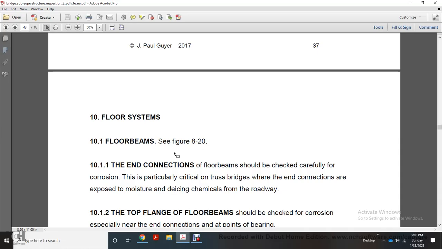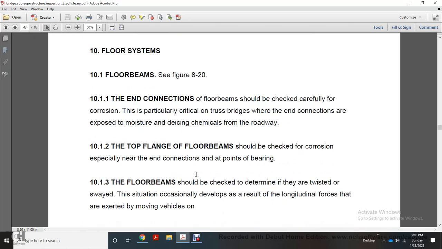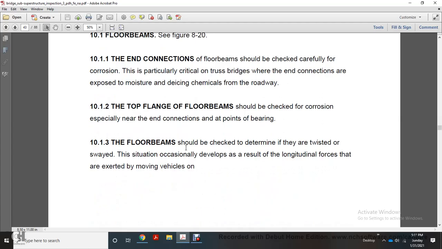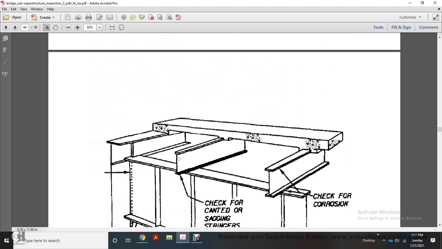Floor system, floor beam, see figure 8-4-20. The connection of the floor beam should be checked carefully for corrosion, particularly critical with truss bridges where the end of the connections are exposed to moisture, deicing salts, and chemicals from the roadway. The top of the flange of the floor beam should be checked for corrosion, especially near the end of the connection and the points of bearing. The floor beam should also be checked for twist or sway, which occasionally develops from rust, as well as for the longitudinal force exerted from moving vehicles.